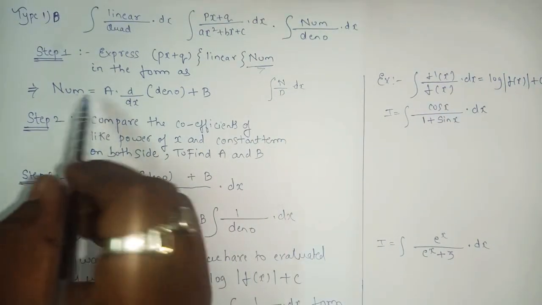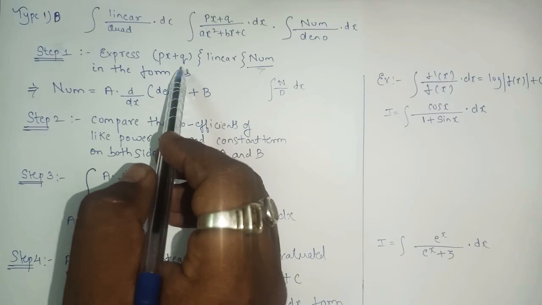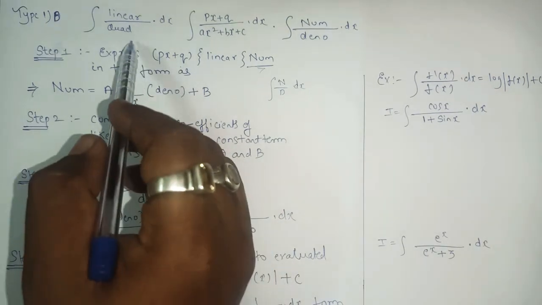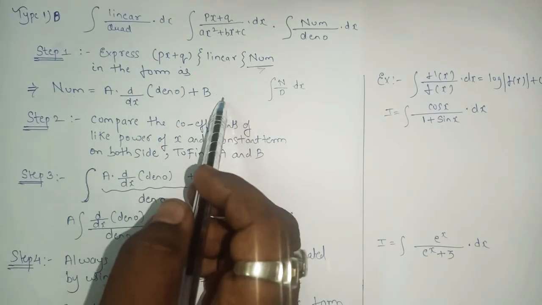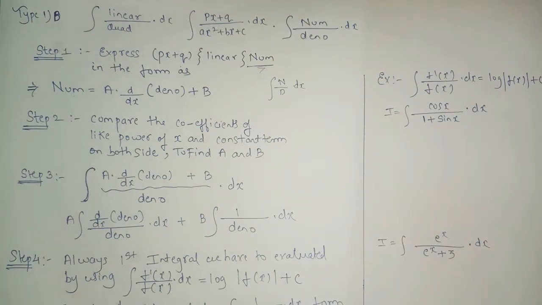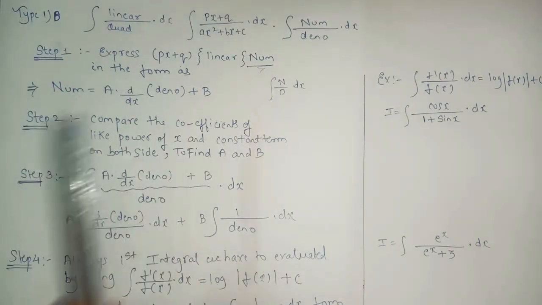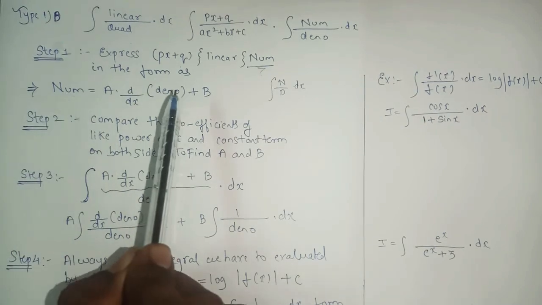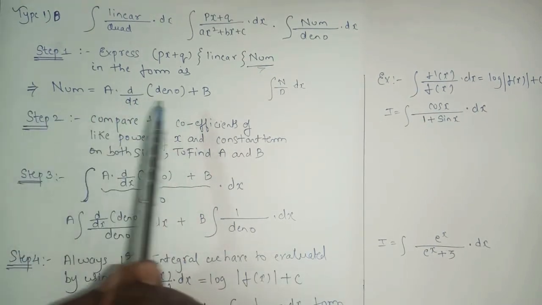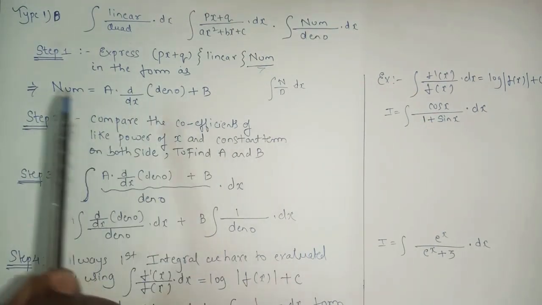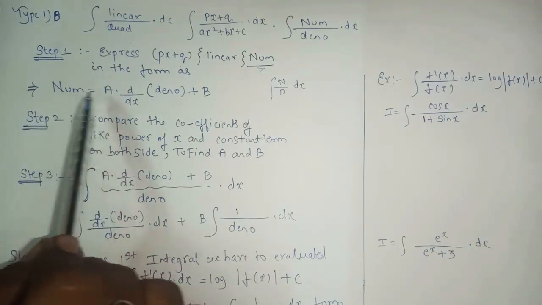So here the numerator is the linear form, and the denominator is the quadratic form. And what about a and b? They are constants. So whenever you come across the linear upon quadratic form, see to it that this is the proper step which you have to follow. This is step number 1. Don't change this format. You have to express the numerator in this form only.